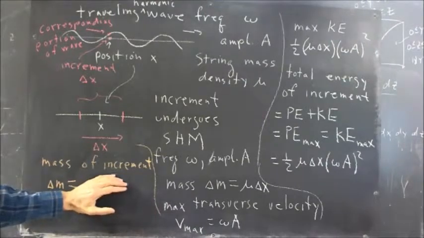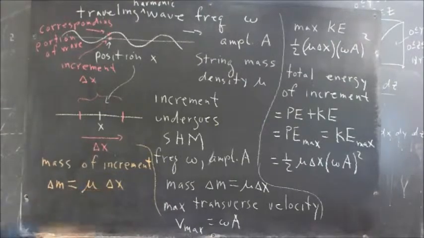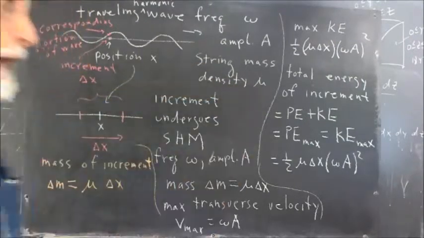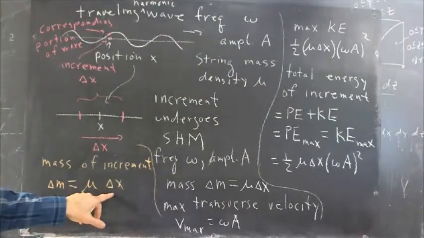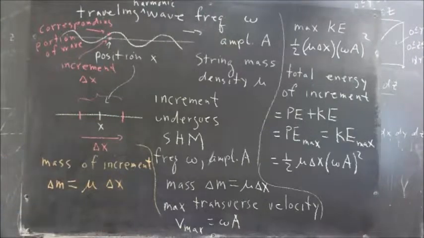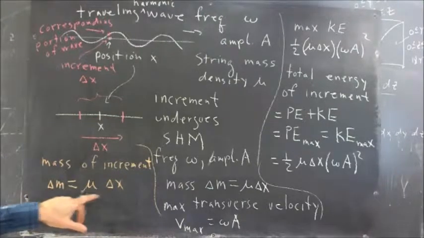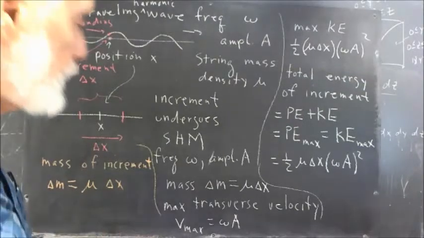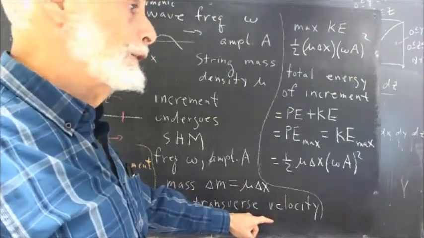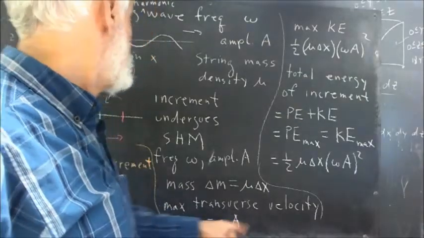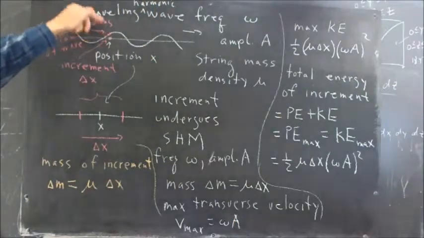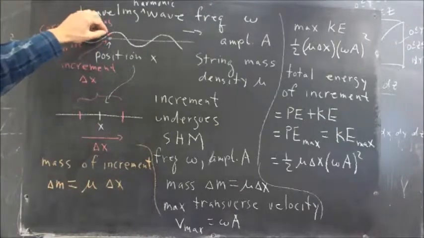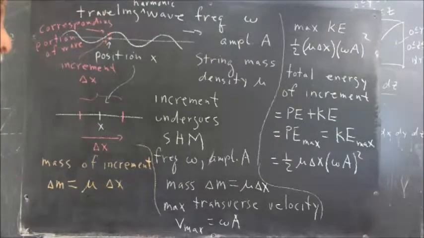Delta M equals what? Well, here it is. It's mu delta x, mu being the mass density, mass per unit length in this case, multiplied by the length of that increment, which is delta x. So the mass increment is mu delta x. Now, what's the maximum transverse velocity of the point on the wave? Because that's going to be the maximum velocity of the simple harmonic motion of this increment.